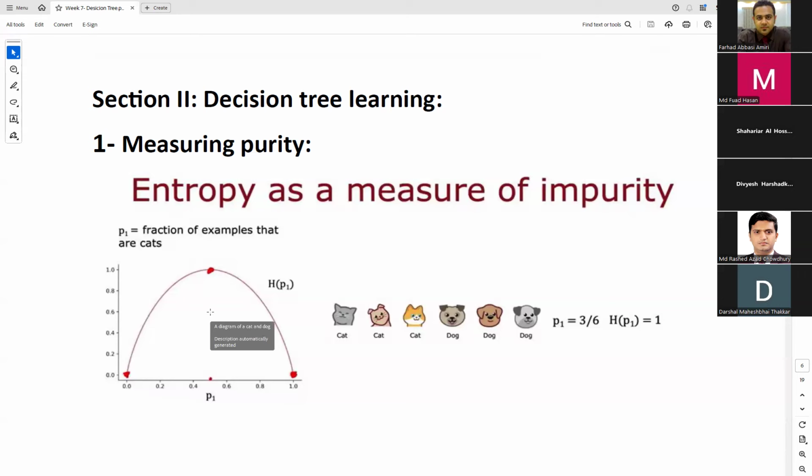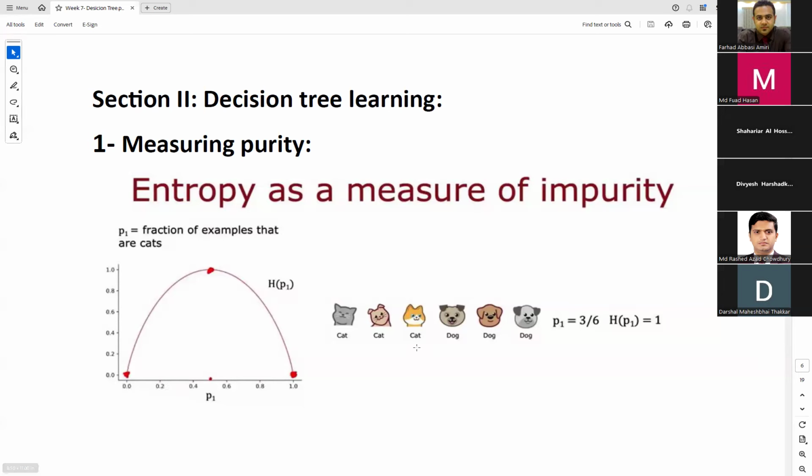How can you increase your purity? By decreasing the entropy. For example, when P1 is 1, it means all the animals are cats, 6/6. So P1 is 1, and you see that this corresponds to entropy 0. Or all the animals are dogs, not cats, so 0/6. P1 is 0. When P1 is 0, it corresponds to entropy equal to 0.